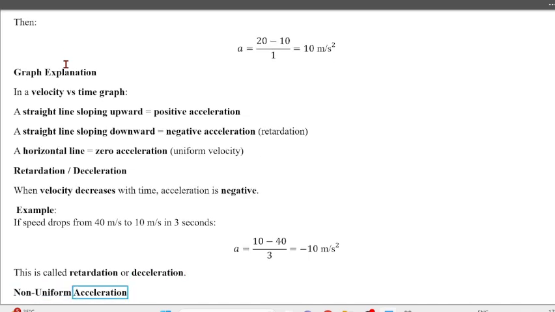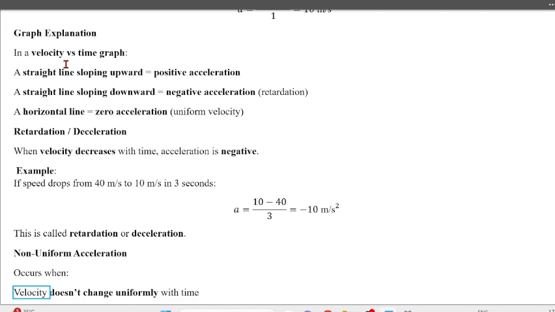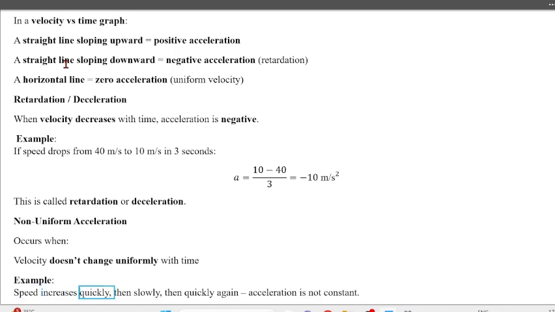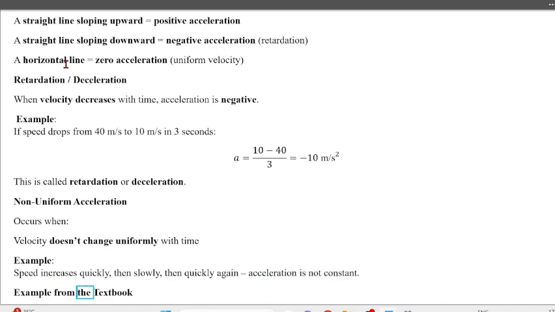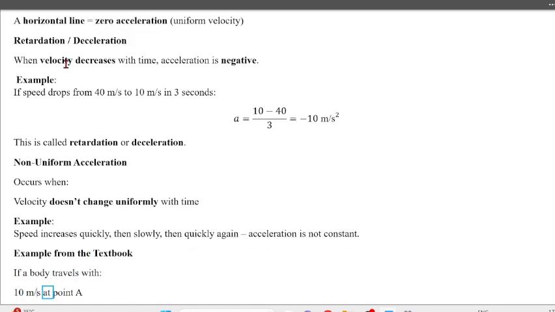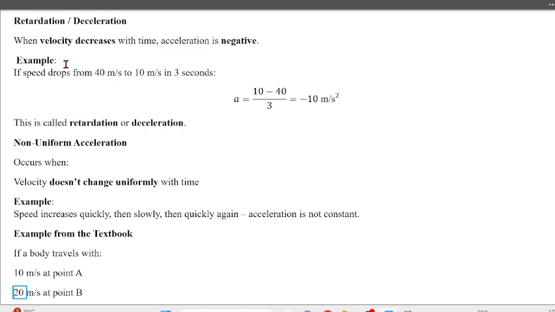Non-uniform acceleration occurs when velocity doesn't change uniformly with time. Example: speed increases quickly, then slowly, then quickly again. Acceleration is not constant.